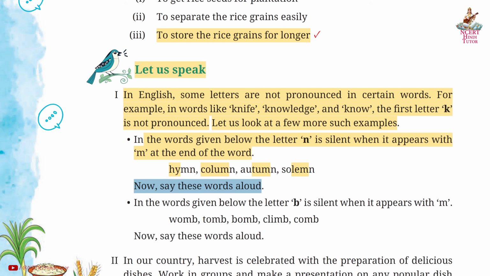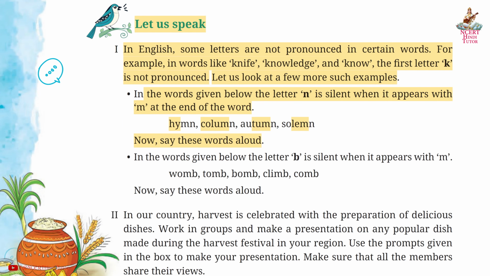Now say these words aloud. So friends, say these words aloud. Next, in the words given below, the letter B is silent when it appears with M. Warm, Tom, bomb, climb, calm. Now say these words aloud. So friends, say these words aloud.